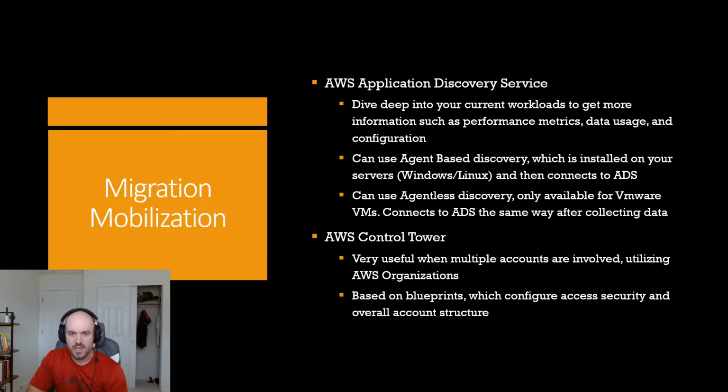All right. And then you have AWS Control Tower, which is very useful when you have maybe multiple accounts that are involved. For example, utilizing AWS Organizations. It's going to be based on blueprints, which configure access, security, and just your overall account structure. So maybe like, with Organizations, some SCPs as well. Okay.